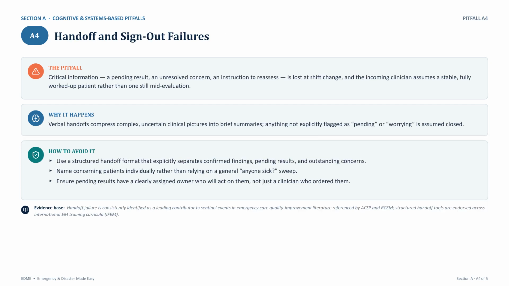Pitfall A4 concerns handoff and sign-out failures. Critical information, such as pending results or instructions to reassess, is frequently lost during shift changes. Use structured handoff formats to ensure that every patient's status and necessary follow-up are clearly communicated.